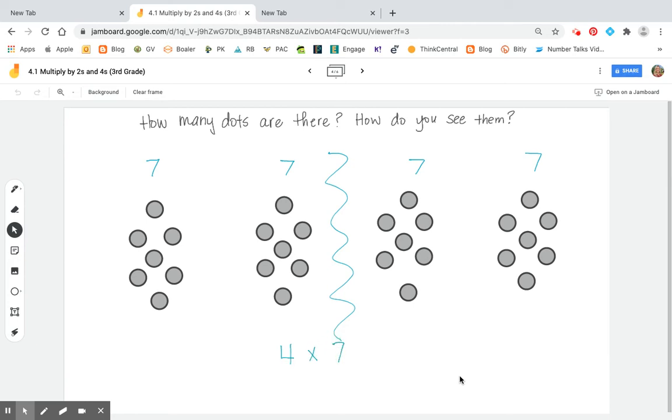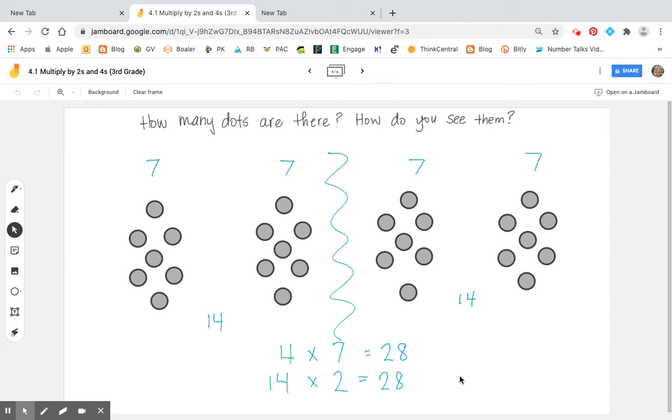And you knew last time that these made 14 and these made 14. So then maybe you just decided you could double it. So maybe you did 14 times 2 is 28. So 4 times 7 is 28.